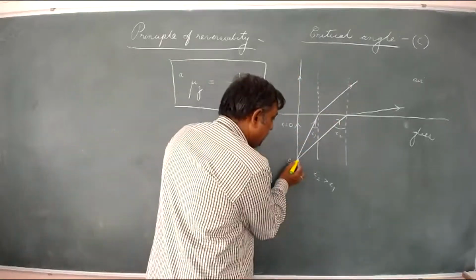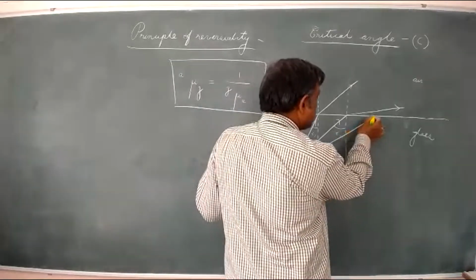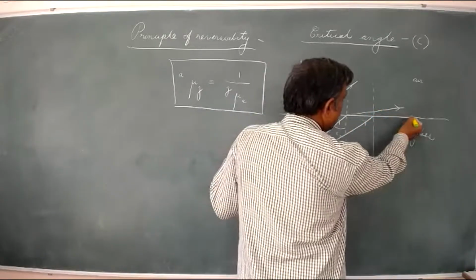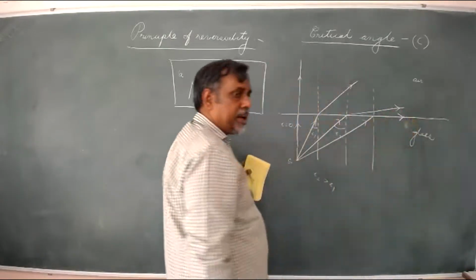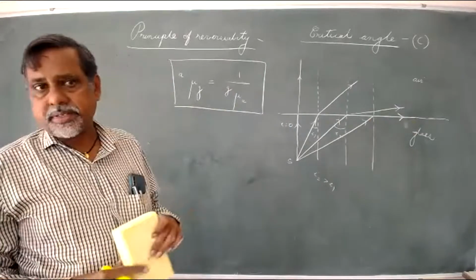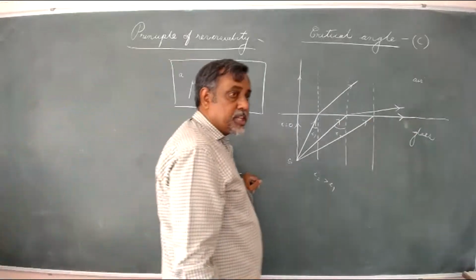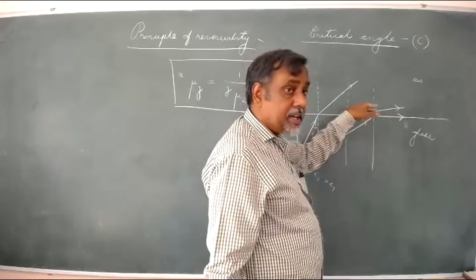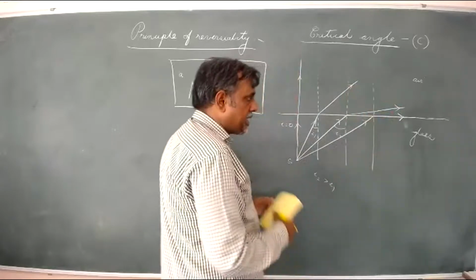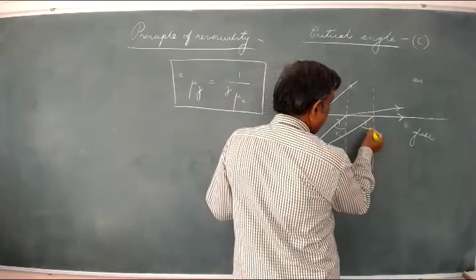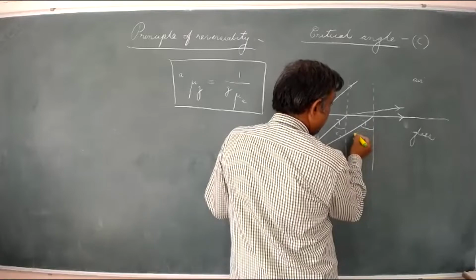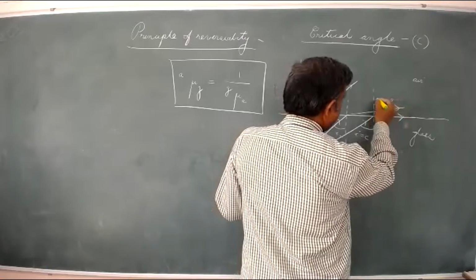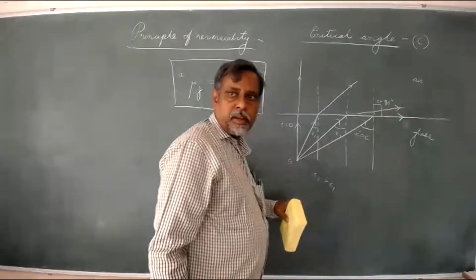Like that, for a particular angle of incidence, the refracted ray will be just coinciding with the refracting surface. This particular angle of incidence is known as the critical angle. And this is 90 degrees, which is the angle of refraction.